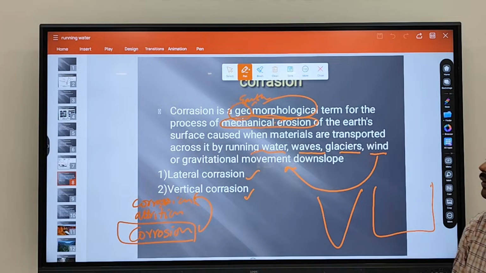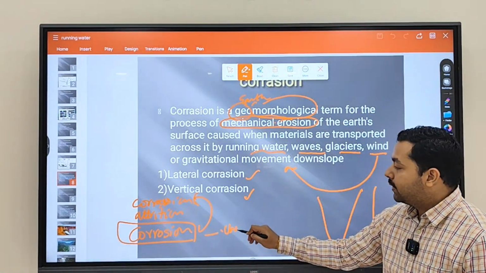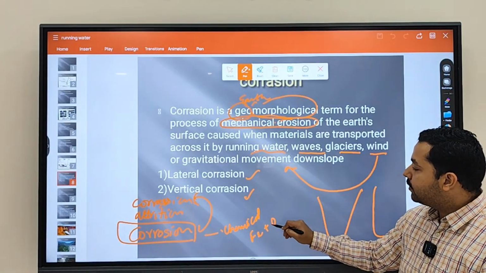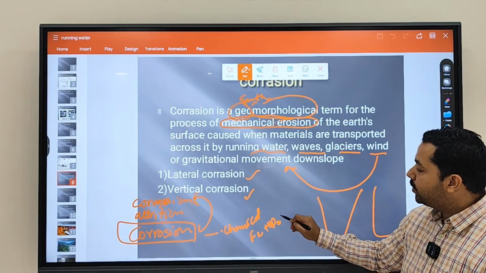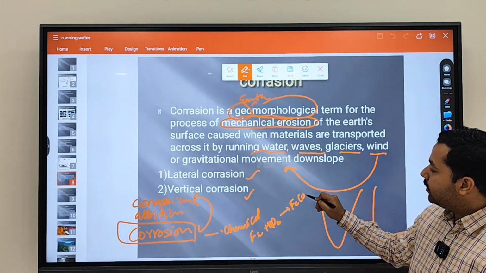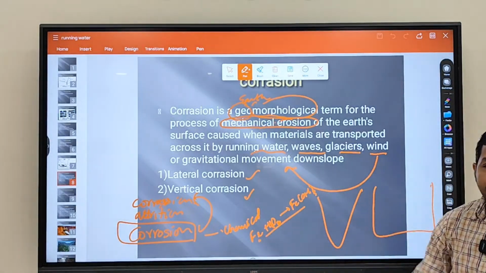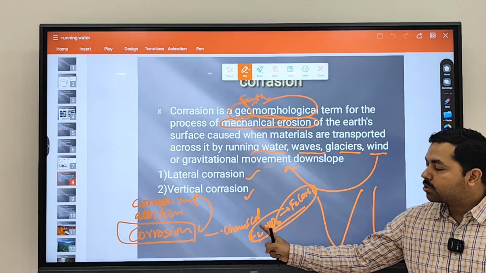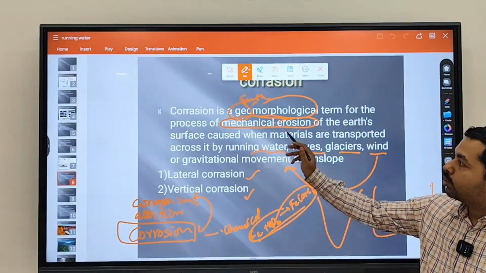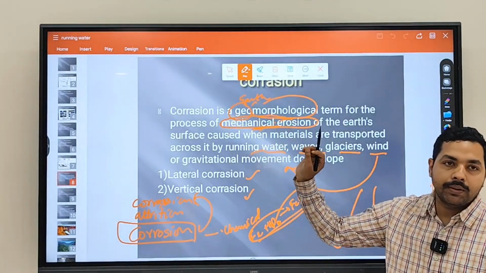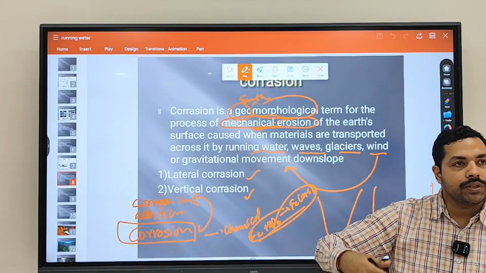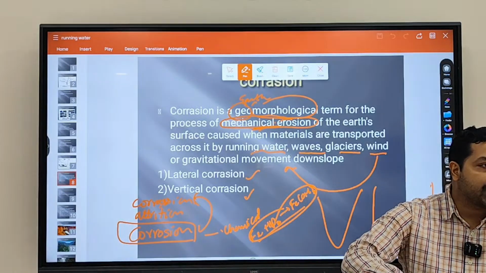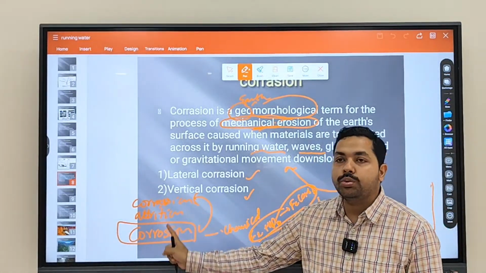Exposure to air changes the chemical composition. Iron is reacting with oxygen and H2O, the humidity part, to form iron oxide. So we say iron is corroding. Corrosion means chemical change is going to happen. But corrasion means which type of change? Mechanical change. Mechanical change means what? We discussed solid, liquid, gaseous. Those changes are what is called corrasion. So corrasion and corrosion are two different terms.